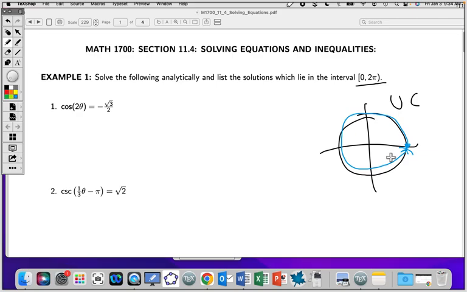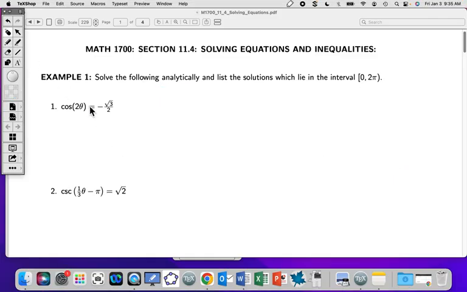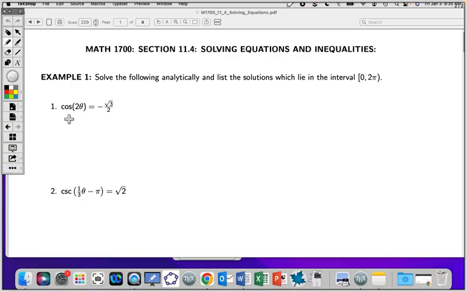Solving analytically means we want to use our algebra and exact values. Now we will be checking these, or we'll show how to check a few of these on Desmos to see that the decimals tie out. But let's jump into it. Let's look at the first example.